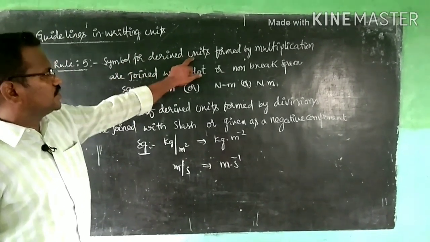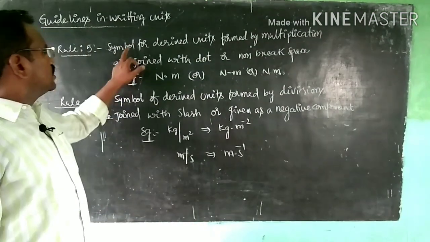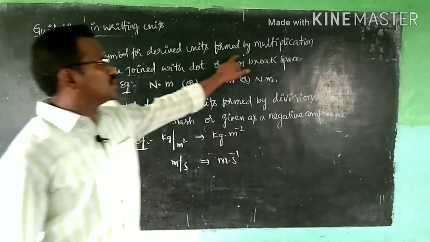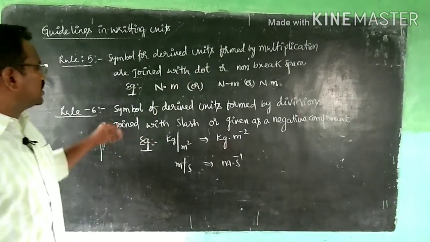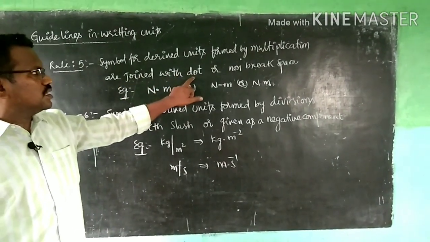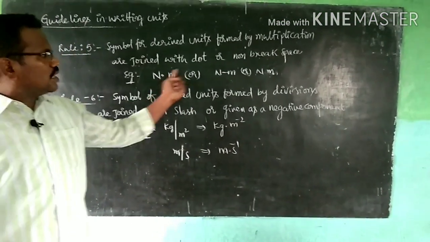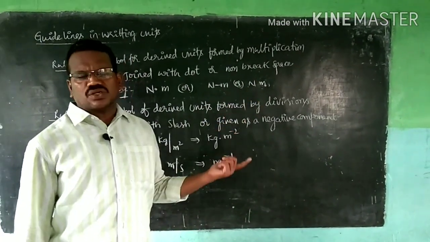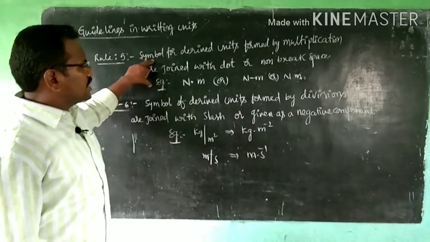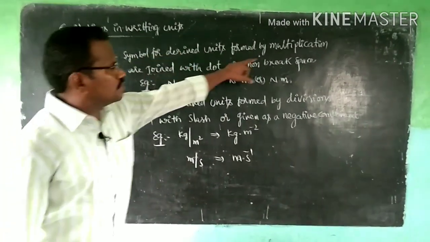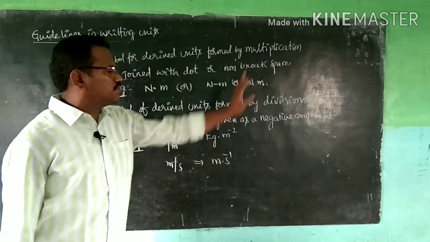Symbols for the derived units. These are all derived units, which means they depend on the fundamental units. Symbols for the derived units formed by multiplication. Here Newton into meter is nothing but multiplication, joined with a dot or non-break space. Here the dot is there, or otherwise non-break space. If there is no dot, we can use a hyphen also. Symbols of derived units formed by multiplication are joined with a dot or otherwise a non-break space.